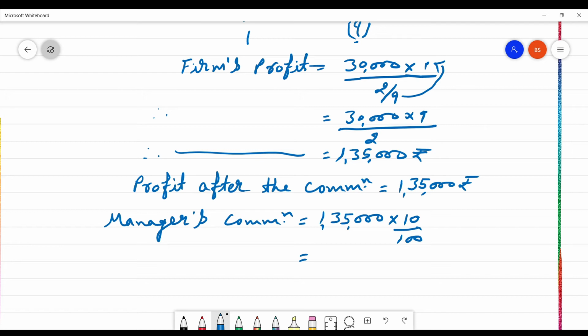If that were not profit after the commission but profit before the commission, then we would take 1,35,000 into 10 upon 110. But it is profit after the commission, so we will directly take 10% of it. So it comes 13,500 rupees. This is manager's commission. The sum is over.